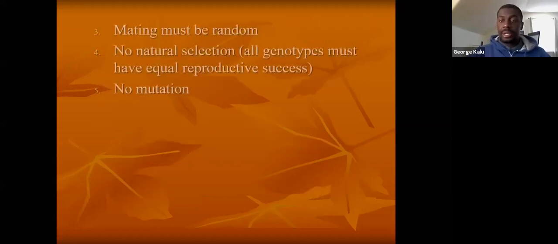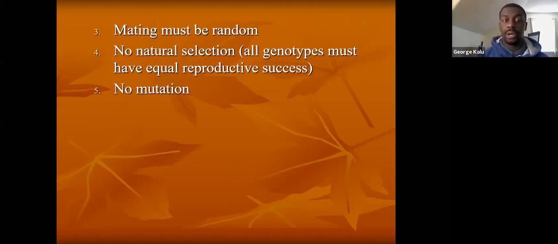The third criteria is that mating has to be random. Okay. So mating has to be random in order for Hardy-Weinberg equilibrium to hold true, for no evolution to be taking place. Number 4 is we cannot see any natural selection. Okay, so if there's no natural selection, that means that all of the genotypes have an equal ability to survive. They're going to have equal fitness across the board. Okay. And then the last one is that there cannot be any mutations. Okay. So all 5 of those criteria must hold true for Hardy-Weinberg equilibrium to be something that is accurate.